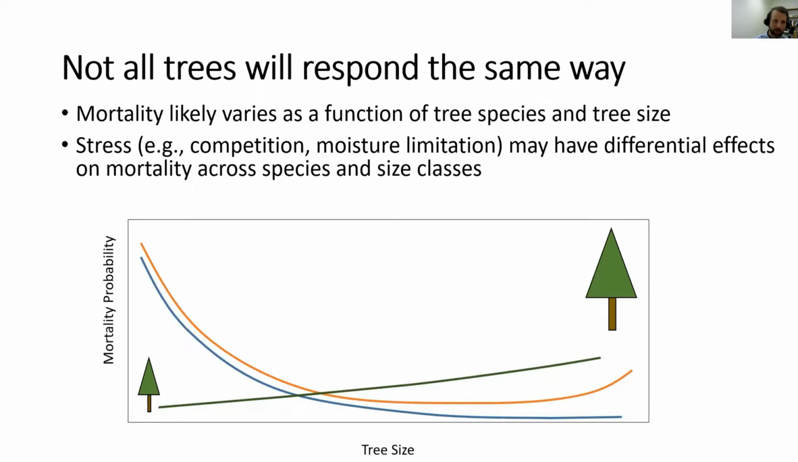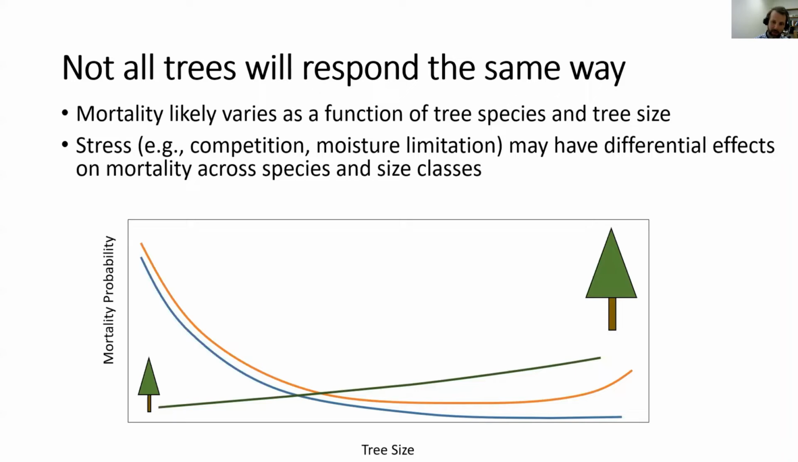But it's important to note with trees that not all trees respond the same way, right? That's obvious to us as forest ecologists. So mortality likely varies among species, but also among tree sizes for different reasons. Below, I have a conceptual figure showing some different types of relationships between mortality and tree size, with mortality probability on the y-axis and tree size on the x-axis, that are common in the literature: increasing mortality probability with tree size, decreasing, bimodal patterns, a variety of things.